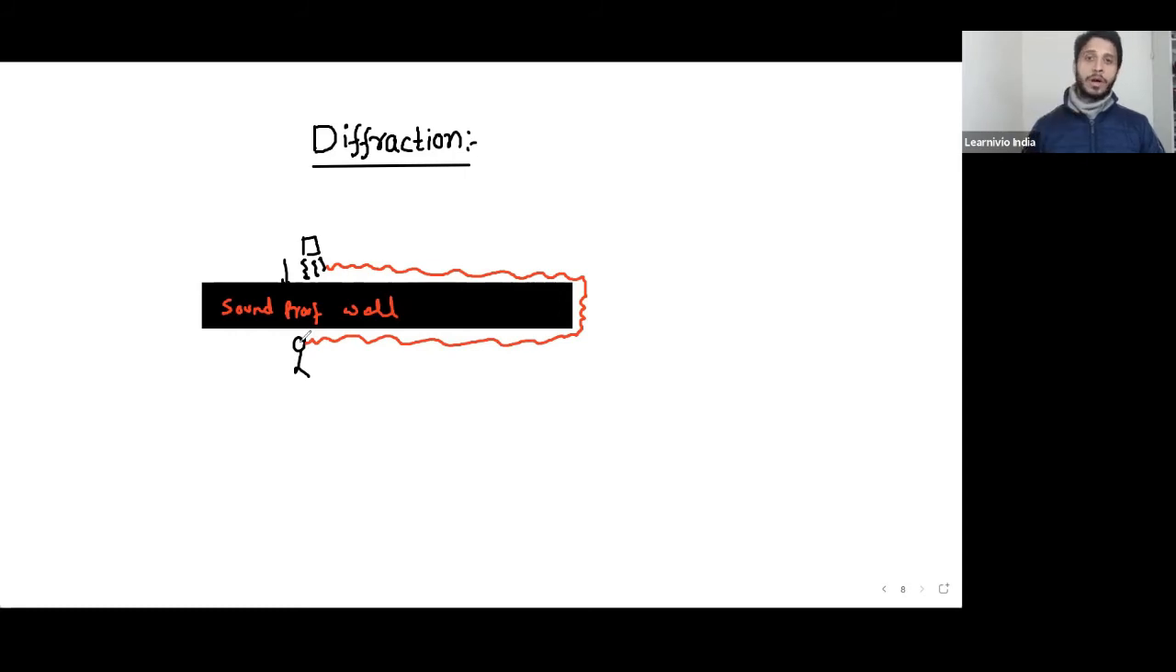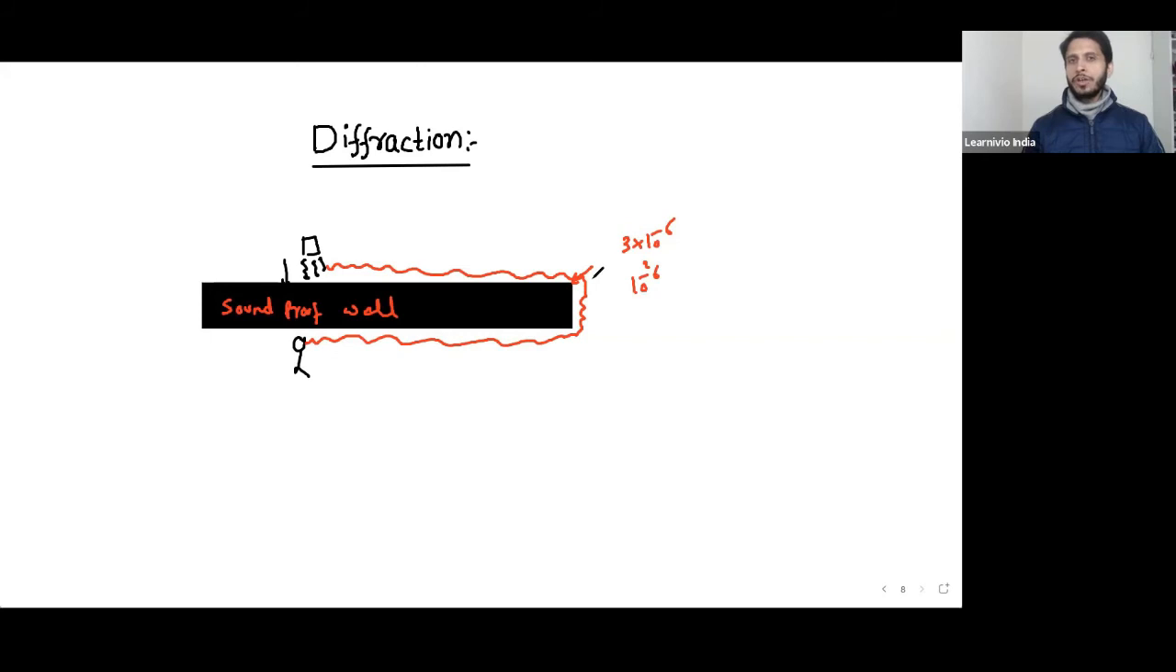For bending, there is one condition, and that condition is the corner, this corner from which sound is bending. The size of this corner should be of the order of the wavelength. It means that if the wavelength of sound is 3 into 10 raised to the power minus 6, then the size of the corner should be of the order of 10 raised to the power minus 6. Then only this can bend the sound waves.